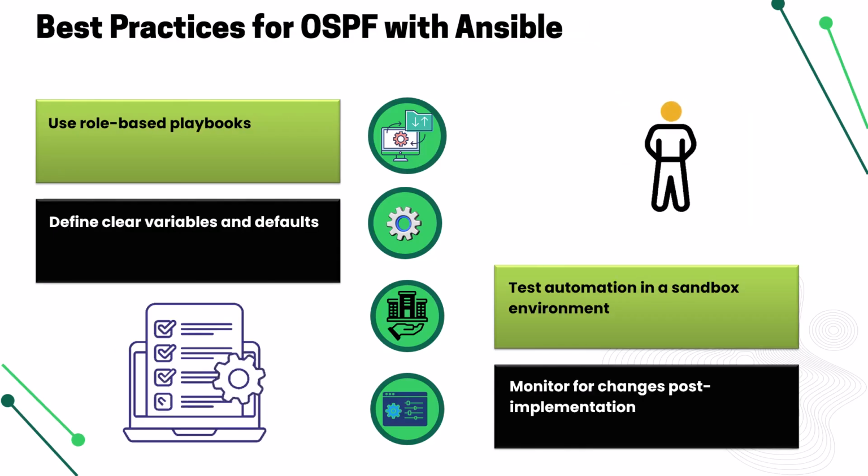Let's talk best practices with Ansible. Role-based playbooks keep things modular and manageable. Clear variables and defaults prevent unexpected surprises. Always test in a sandbox before rolling changes out to production, unless you enjoy living dangerously. And once implemented, monitor carefully to ensure everything behaves as expected. Because let's face it, automation is fantastic until it accidentally wipes your configs.